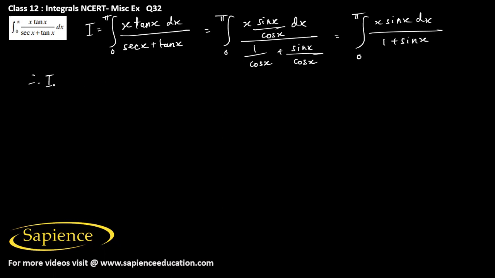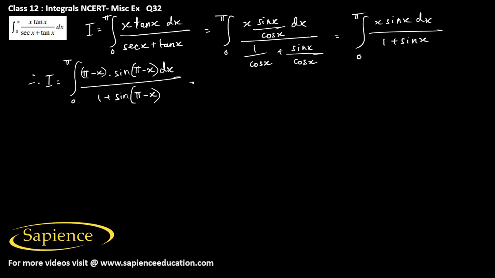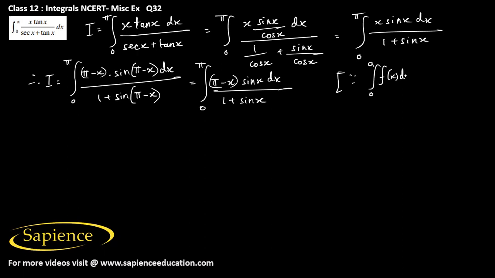So now the integral I can also be written as the integral from 0 to pi of (pi minus x) into sin(pi minus x) into dx by 1 plus sin(pi minus x), which will be equal to the integral from 0 to pi of (pi minus x) sin x dx by 1 plus sin x. Since we know that the integral from 0 to a of f(x) dx can also be written as the integral from 0 to a of f(a minus x) dx, which is the property of definite integral. And also sin(pi minus x) is sin x, since the angle is in the second quadrant, and in the second quadrant sin has a positive value.